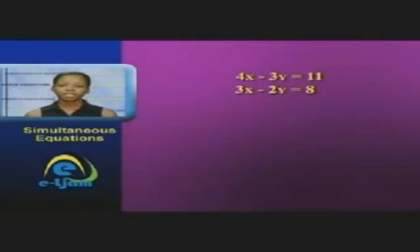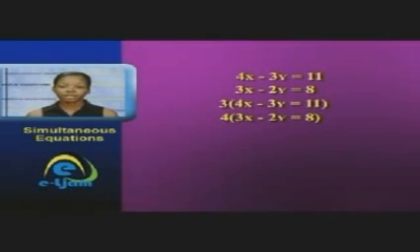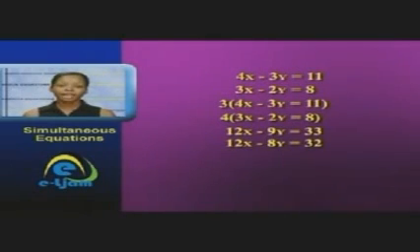Since none of the coefficients are numerically equal, we choose a variable to eliminate. Let us eliminate the x. So we multiply equation 1 by 3 and equation 2 by 4. Our new equations are 12x minus 9y equals 33 and 12x minus 8y equals 32. Since we now have coefficients that are equal and have the same sign, we subtract.